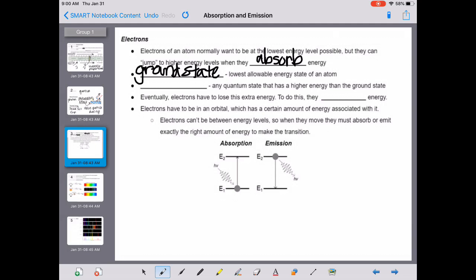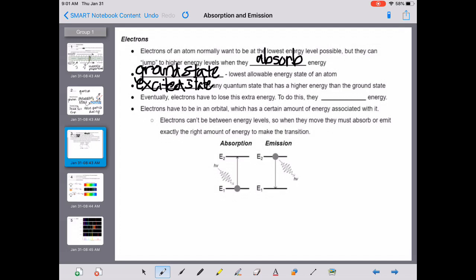And we call any quantum state that exists higher than the ground state an excited state. So the electron has gained energy, and we refer to that electron as in an excited state. And I'm not going to be able to fit this all in here, but an excited state is any quantum state that has higher energy than the ground state.